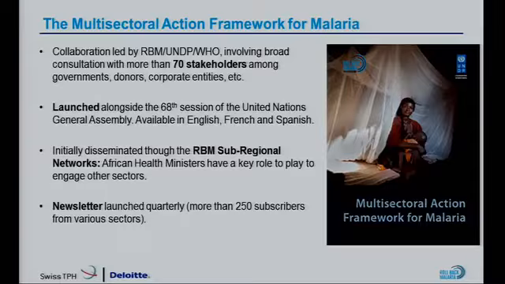Finally, the multi-sectoral action framework is supported by a newsletter launched quarterly, and to date there are over 250 subscribers from many different sectors receiving the newsletter.